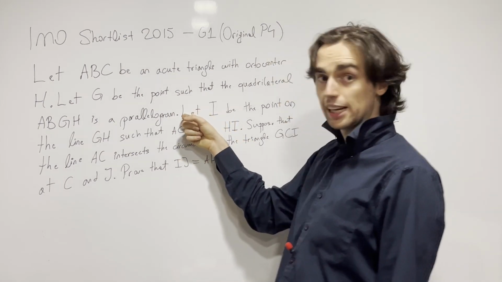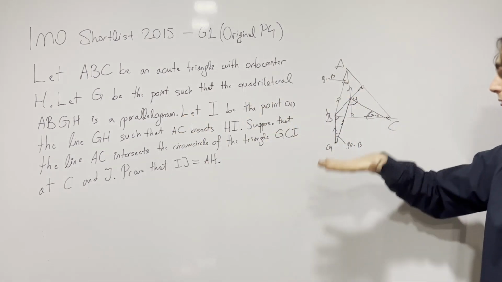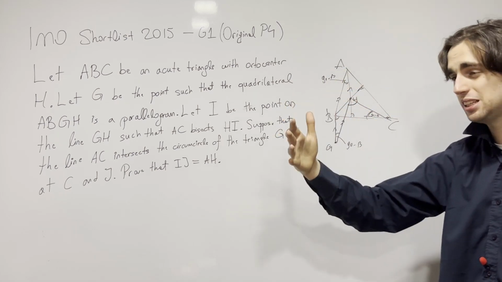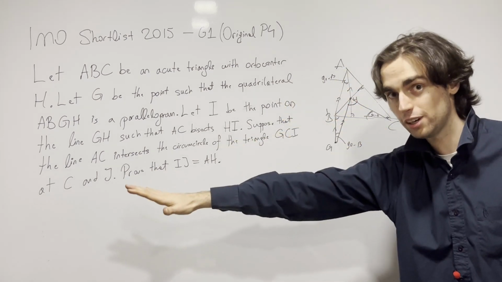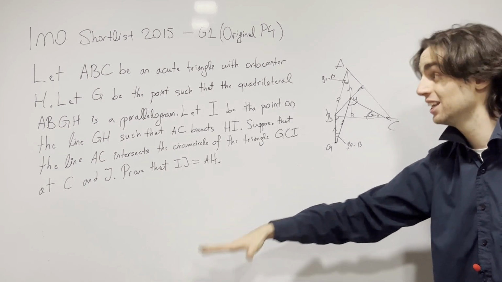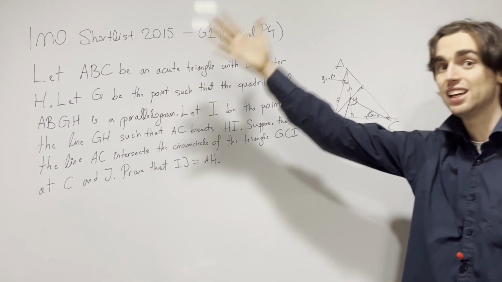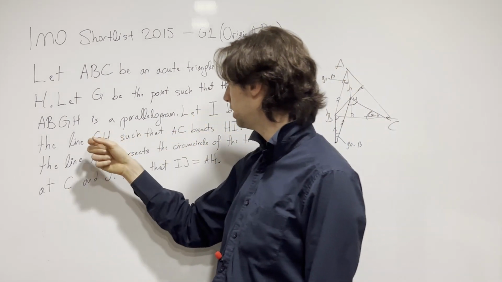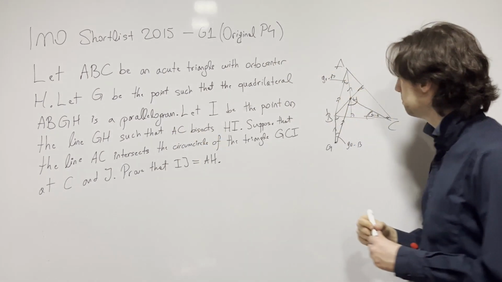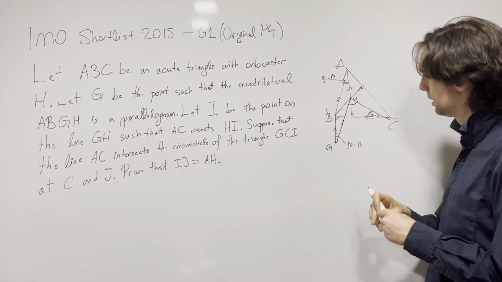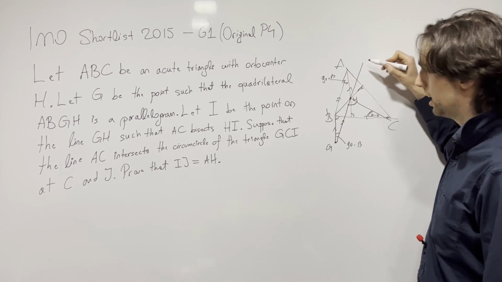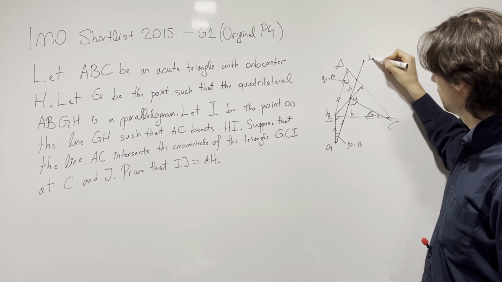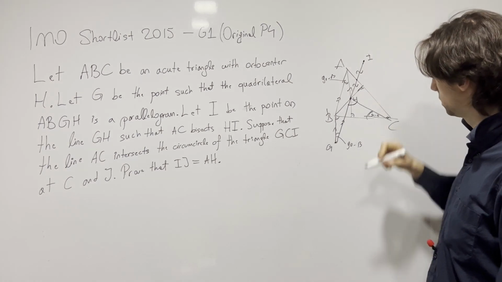So now let's go to the next point. This is solving it step by step. Now I invite you for the next point to pause for the next 10 to 15 minutes, 25 to 35 if you haven't done geometry a lot, and try to push the problem further. Here's what we get on the next point. Let I be a point on GH such that AC bisects HI. So it's a point here such that this is equal to this.